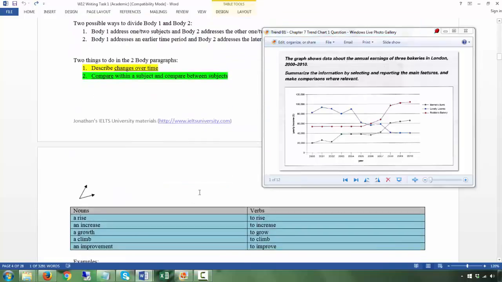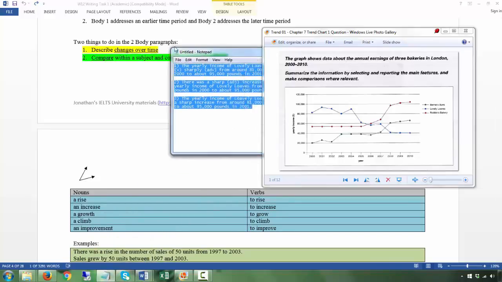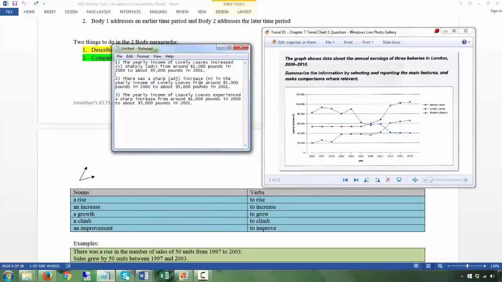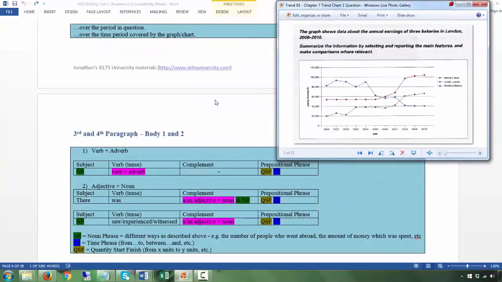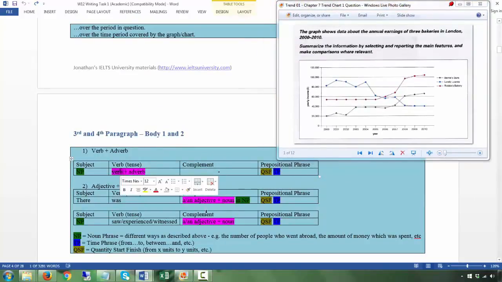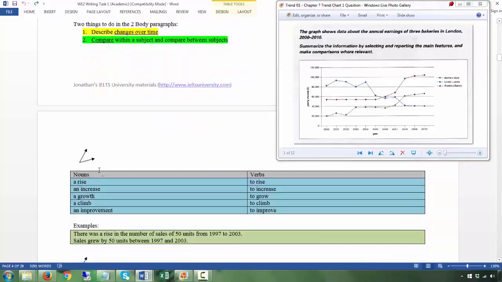All right, now let's just go to the phrases. Remember, we talked about changes over time, and sometimes you use the verb increase, and sometimes you use increase as a noun, depending on which of the three sentence structures you're using. The change could be in the verb or in a noun. So if you're using a noun, this is rise; the verb is to rise, same thing. Of course there are some differences, for example, improvement is a noun, improve is a verb.